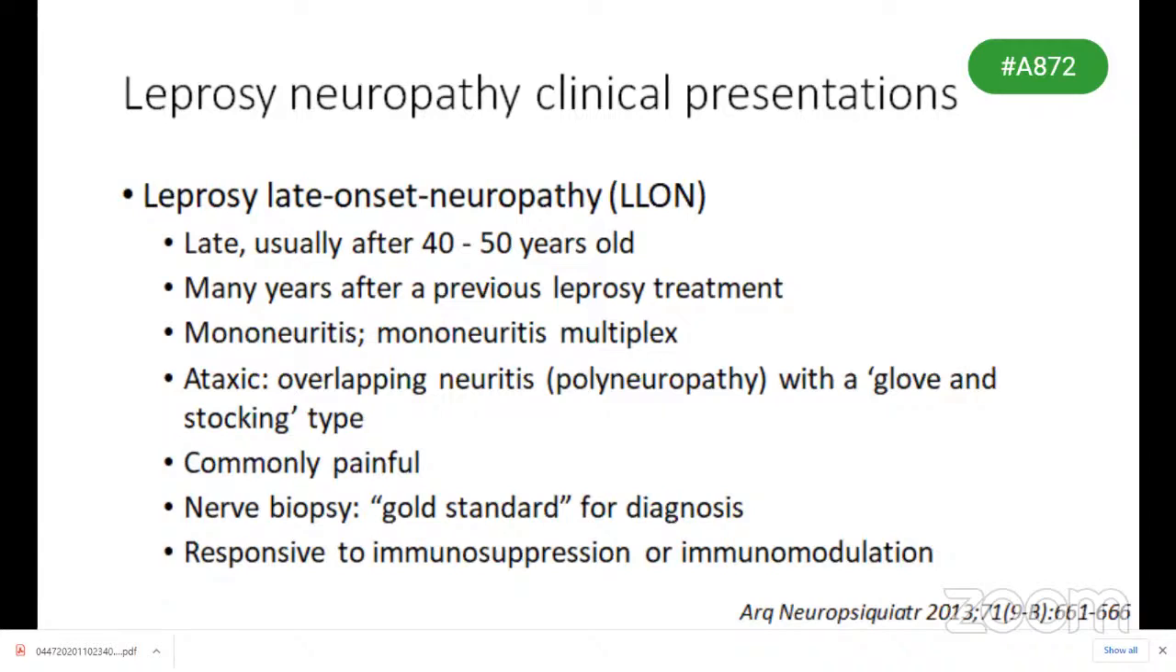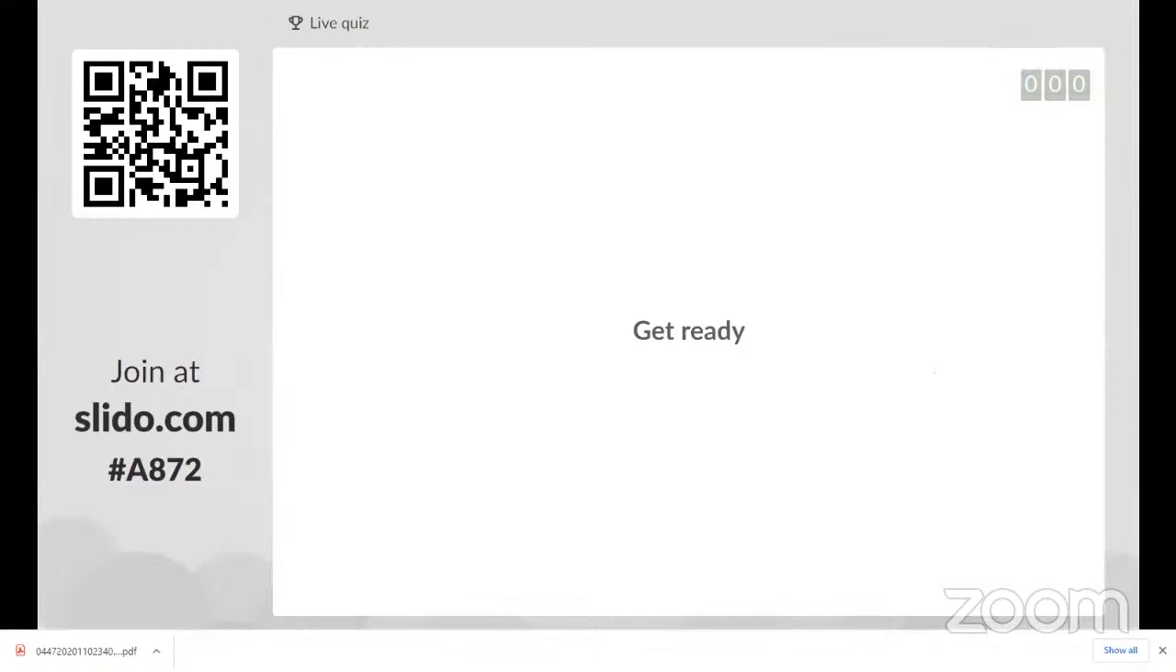Nerve biopsy is the gold standard, and the treatment here is not giving the anti-leprosy drug, but rather immunosuppression and immunomodulation. So this is an immune-mediated neuropathy, a reactivation from the previous leprosy disease.